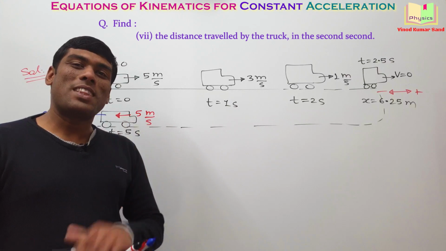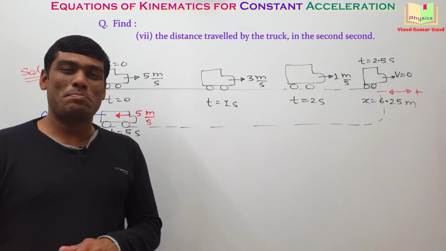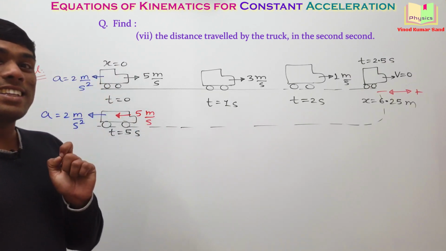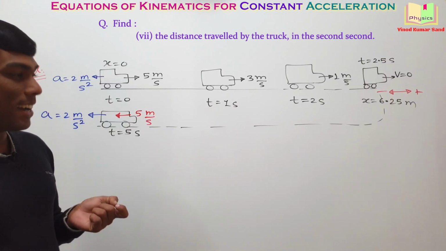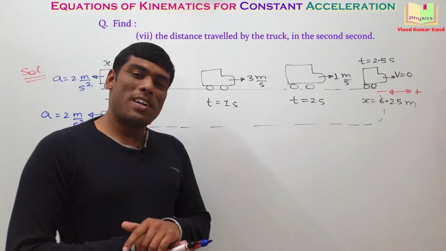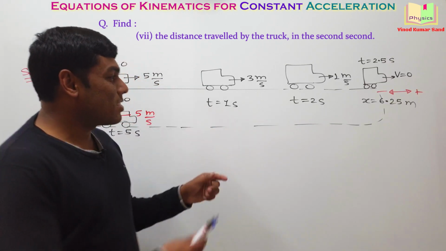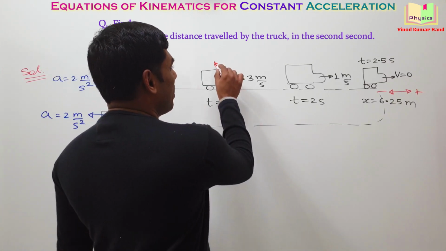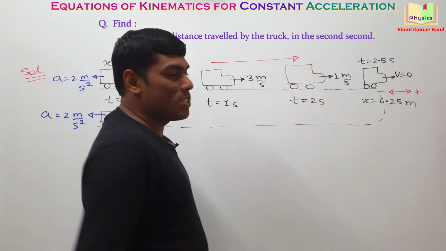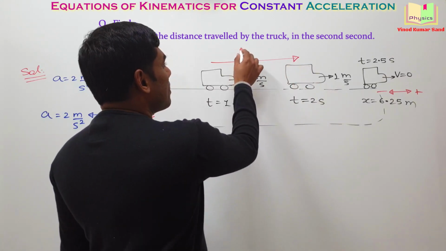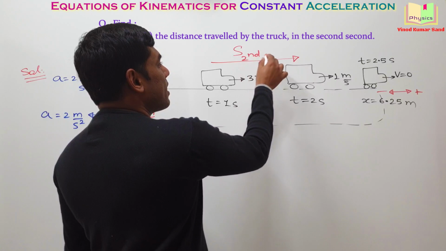Now let's talk about the 7th part. It's a brilliant question. The question is asking the distance traveled in the second. Distance traveled in the second means what? Actually, the distance traveled in this time interval from t is equal to 1 second to t is equal to 2 seconds. This is the distance traveled in the second.